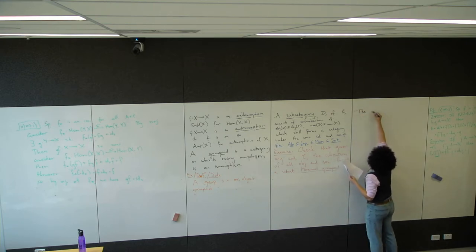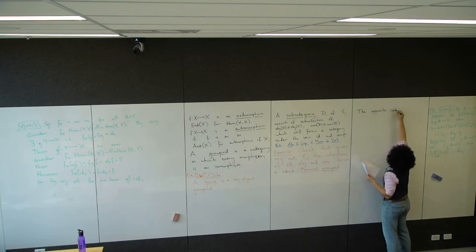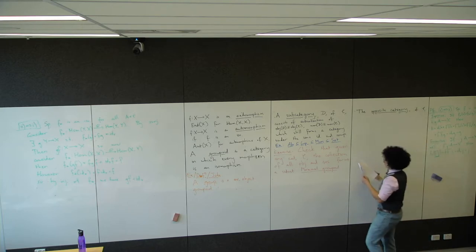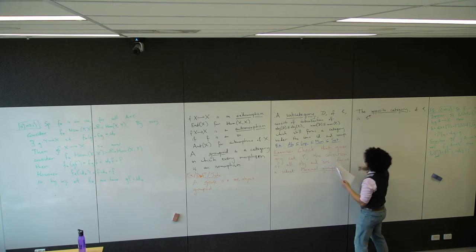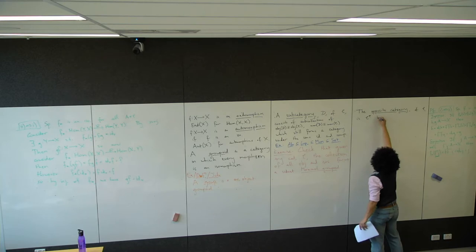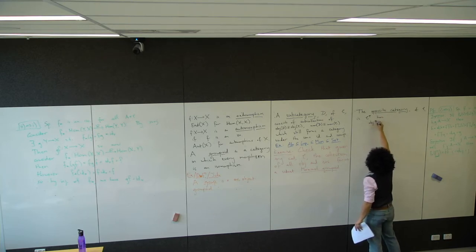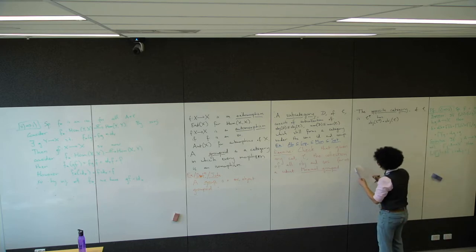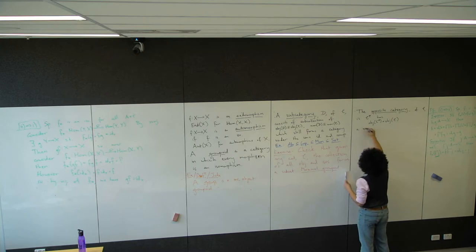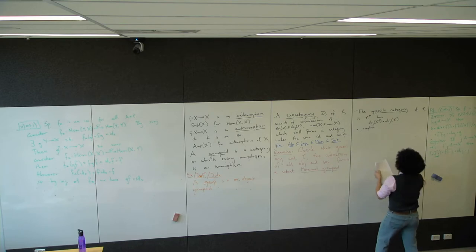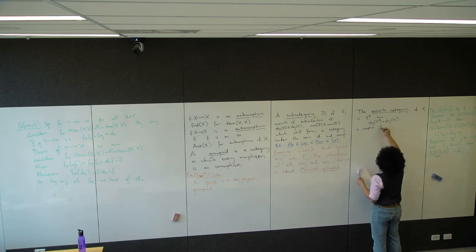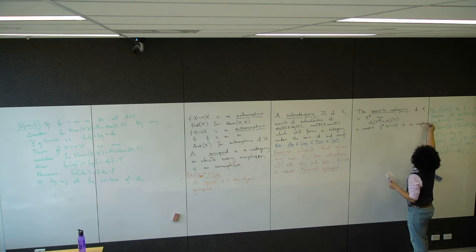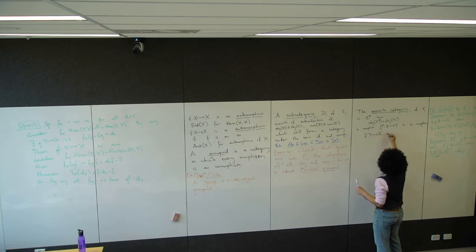Another definition, the opposite category of some category C is called C op. The objects of C op are the objects of C, so it has the same objects. But now a morphism, say x to y in C op, we'll call it f op, from x to y, is a morphism f from y to x in C.